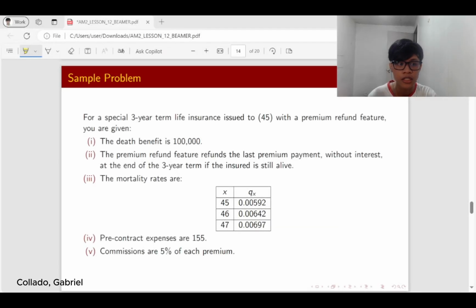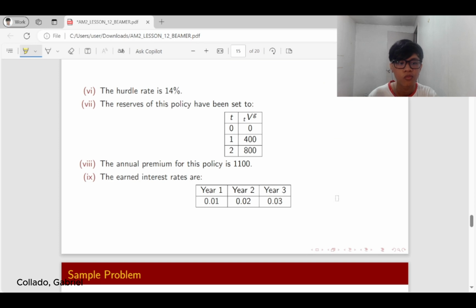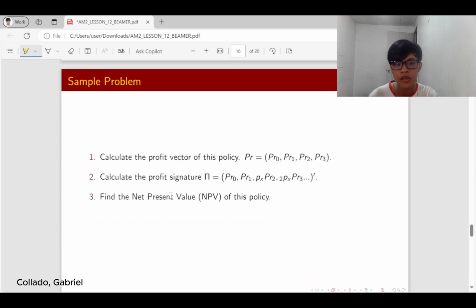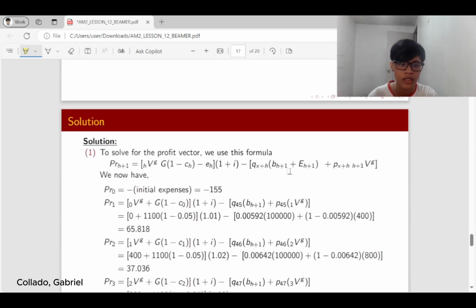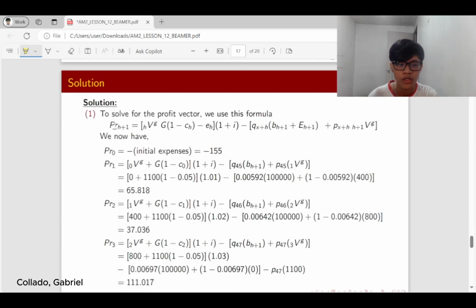Now that we have discussed the concepts, here we have a sample problem. If you need more time to analyze the problem, just pause the video. So for this problem, we will calculate the profit vector, the profit signature, as well as the net present value of the policy. To solve for the profit vector, we will use the formula here. At time 0 for the profits, we have the initial expense of 155 given in the problem. So we will use that here.